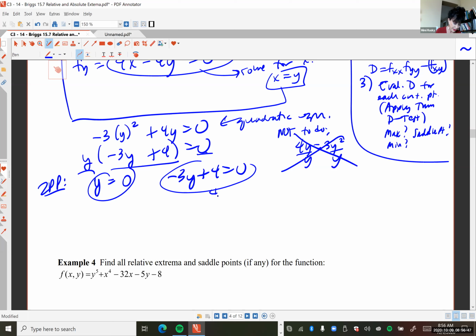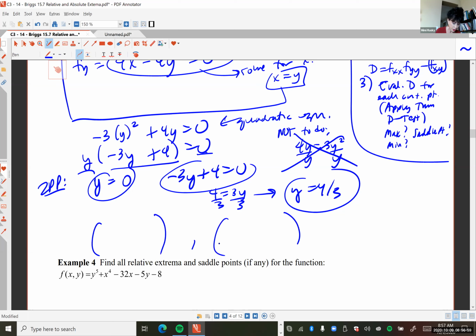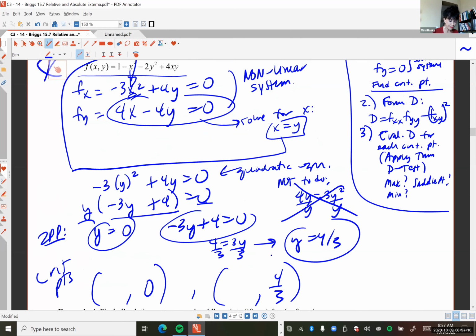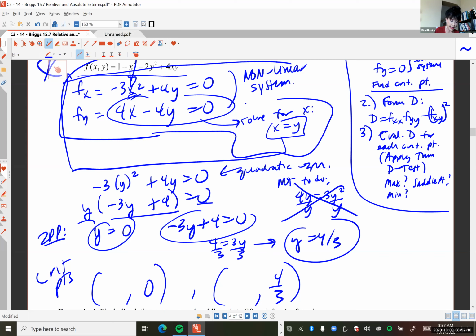And then here, if I add 3y to both sides and then divide both sides by 3, I get y equals 4/3. Now, folks, you have to be careful, because 0, 4/3 is not the critical point. The critical points, and there are 2 of them, one has a y coordinate of 0, and the other has a y coordinate of 4/3. Now, how do you get the x coordinates for those critical points? Well, you go back to your system of equations, and you could plug the y coordinates into any one of those equations. But why don't we use the simple fact that we've already solved for x in terms of y? Why don't we use that?